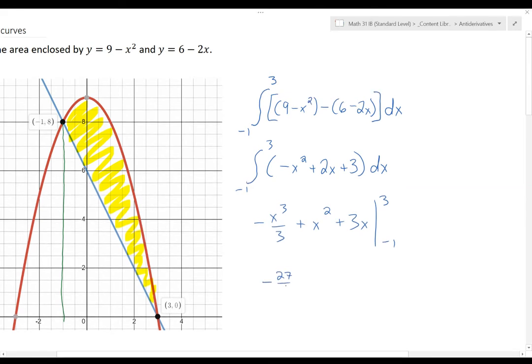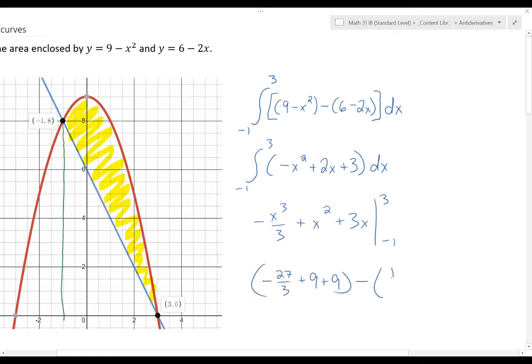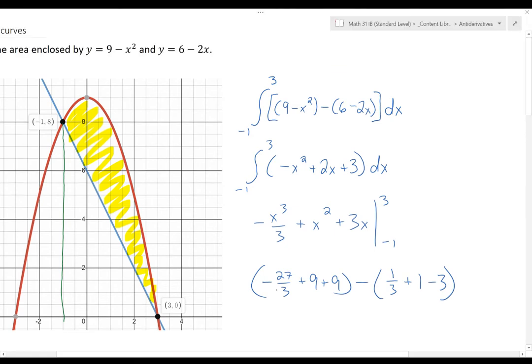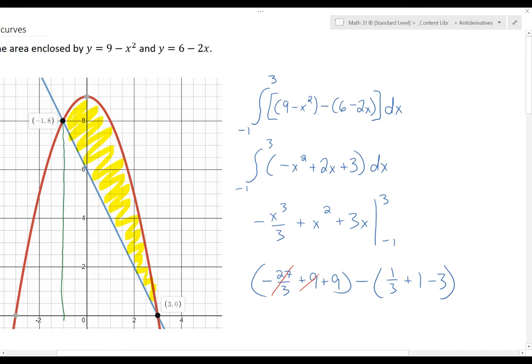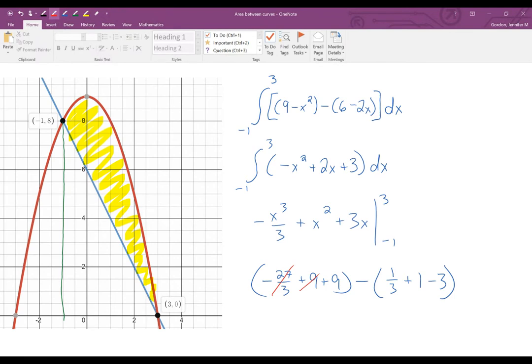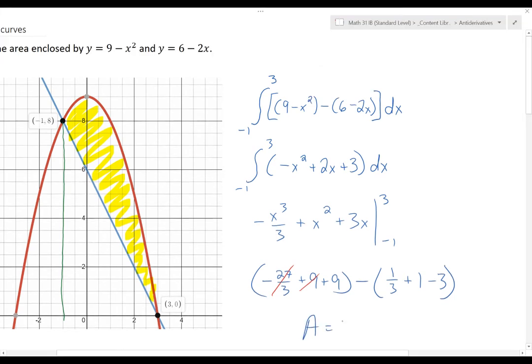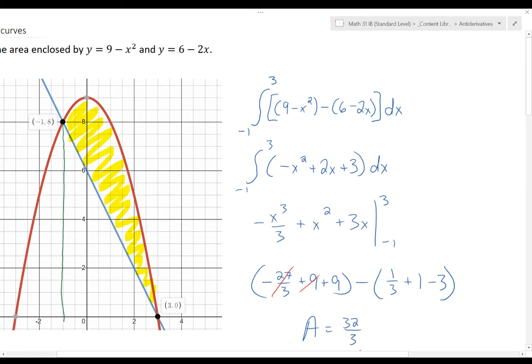So my area is going to be, when I substitute the 3 in here, I get -27 over 3 plus 9 plus 9. When I substitute the -1, I get 1 over 3 plus 1 minus 3. And so when we actually do this whole thing, these ones are going to cancel out, so that's -9 plus 9. I get 9 minus 1/3 minus 1 plus 3, which is, as a final fraction, 32 over 3. So the area is 32 over 3.